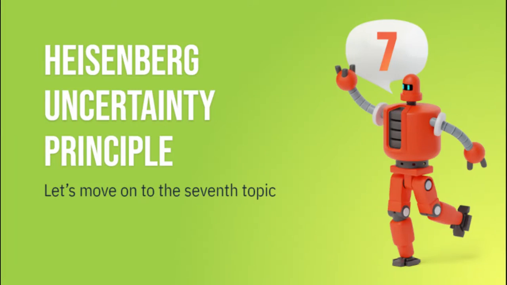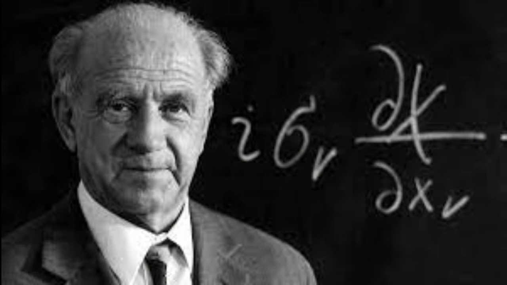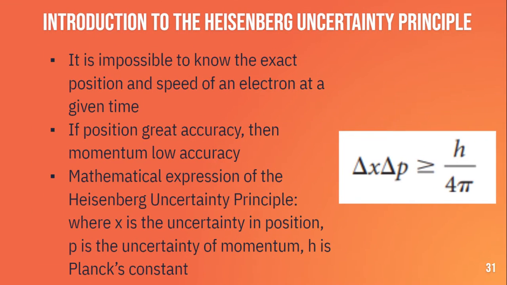Our second last topic of the day is the Heisenberg uncertainty principle. The key figure for this topic is Werner Heisenberg, and he was the one who discovered a crucial theory of quantum theory, the Heisenberg uncertainty principle, back in 1927. A few key points. The Heisenberg principle states that it is impossible to know the exact position and speed of an electron at a given time. If you measure the position of a quantum object with great accuracy, you can only measure its momentum with unreliable accuracy.